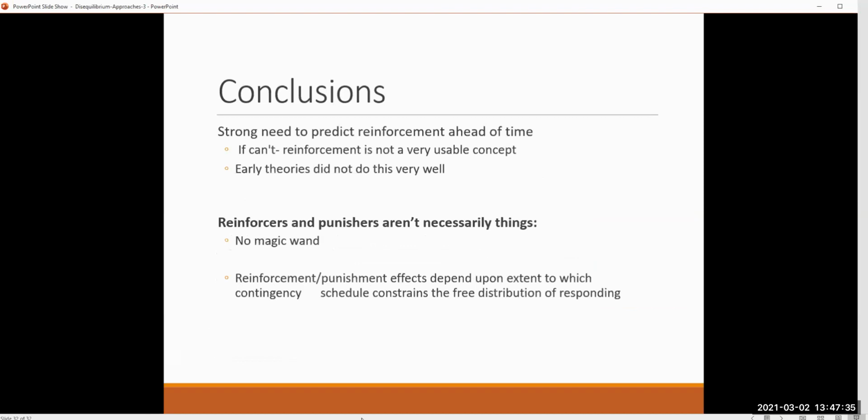Otherwise, it's just silly. Reinforcers and punishers aren't necessarily things. There's no magic wand of a reinforcer or punisher. I sure wish there was. I could just have a magic wand and everything works. Doesn't work that way. But reinforcement and punishment effects depend upon the extent to which the contingency schedule constrains the free distribution of responding. And that we do seem to know. How much does it direct the behavior, and does it direct it towards a reinforcer and increase behavior, or does it direct it away from the contingency as a punishing behavior? Got that? We're going to discuss all this and some applications of it later on.